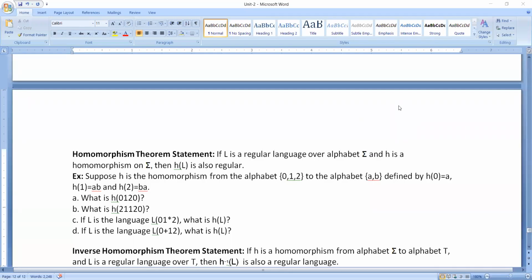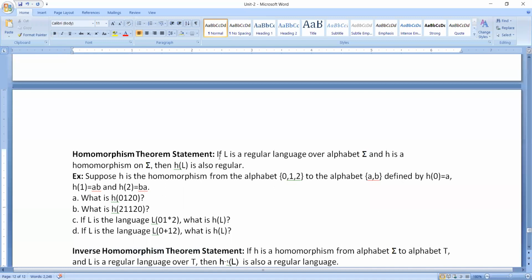In today's class, we will be discussing the other operations like the homomorphism operation, and the second one is the inverse homomorphism operation. These are the two operations we will be discussing: homomorphism and inverse homomorphism. Now if you look at this, it is a very simple theorem.